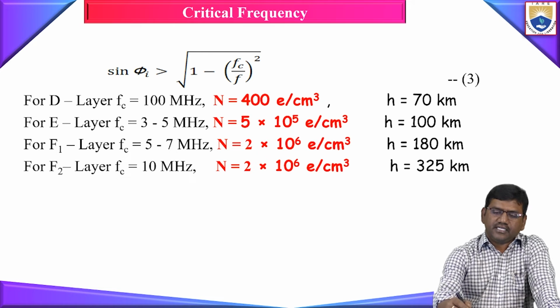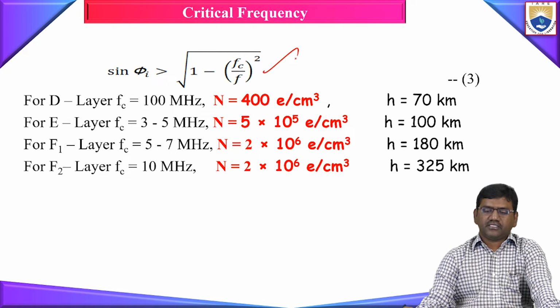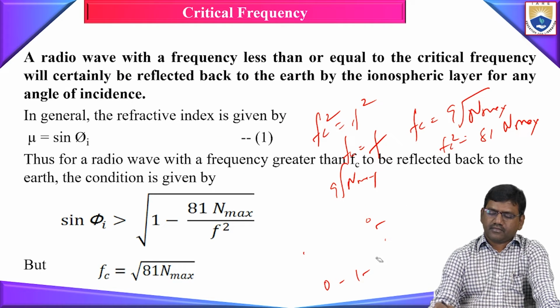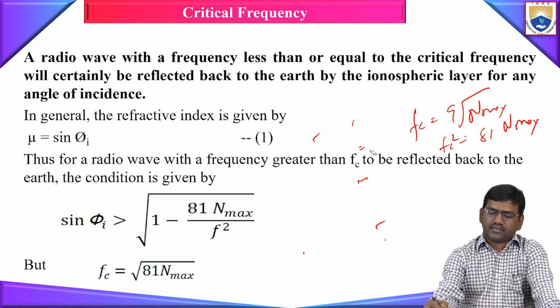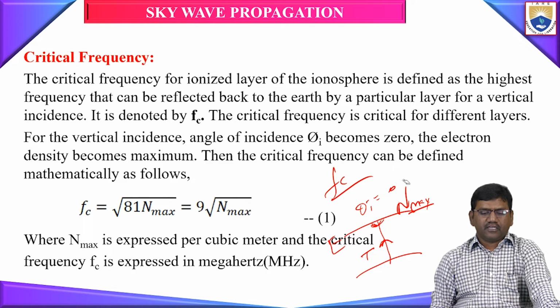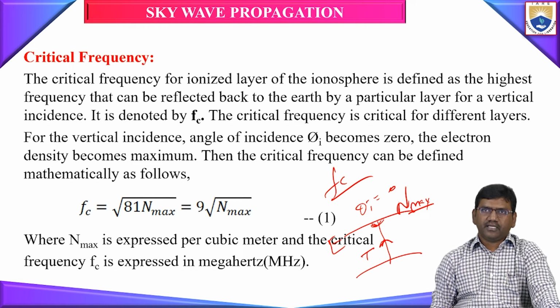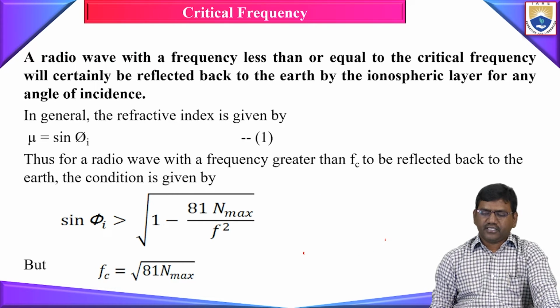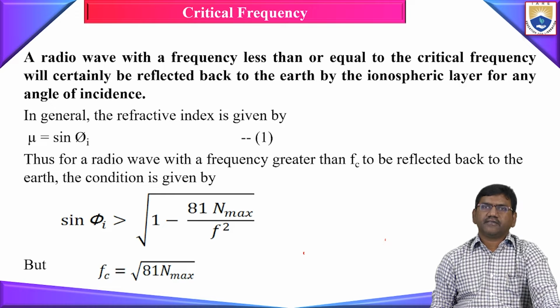So this is the condition: sin theta i is greater than root of 1 minus (fc by f) whole square. The critical frequency is given by the equation fc = 9 root N max, and for a radio wave with a frequency greater than fc to be reflected back to the earth, the condition is sin theta i is greater than root of 1 minus 81 N max by f square.